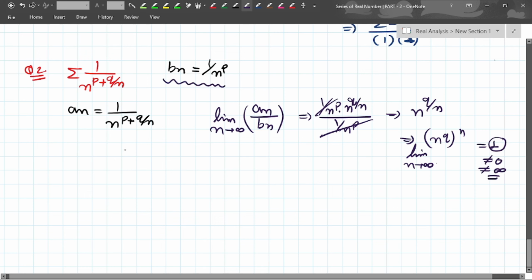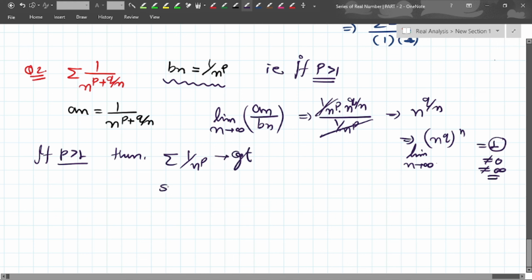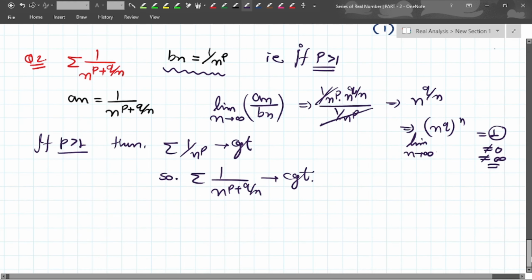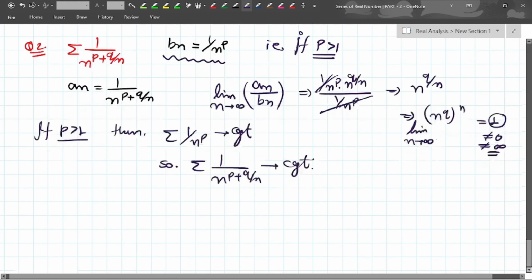If p is greater than 1, then summation 1 upon n power p is convergent. So summation 1 upon n power p plus q by n is also convergent. This is the simple case here. Next, we can take one more example from here.